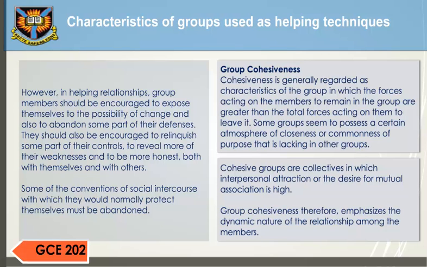Group cohesiveness. Cohesiveness is generally regarded as a characteristic of the group in which the forces acting on the members to remain in the group are greater than the total forces acting on them to leave it. Some groups seem to possess a certain atmosphere of closeness or commonness of purpose that is lacking in other groups. Cohesive groups are collectives in which interpersonal attraction or the desire for mutual association is high. Group cohesiveness, therefore, emphasizes the dynamic nature of the relationship among the members.